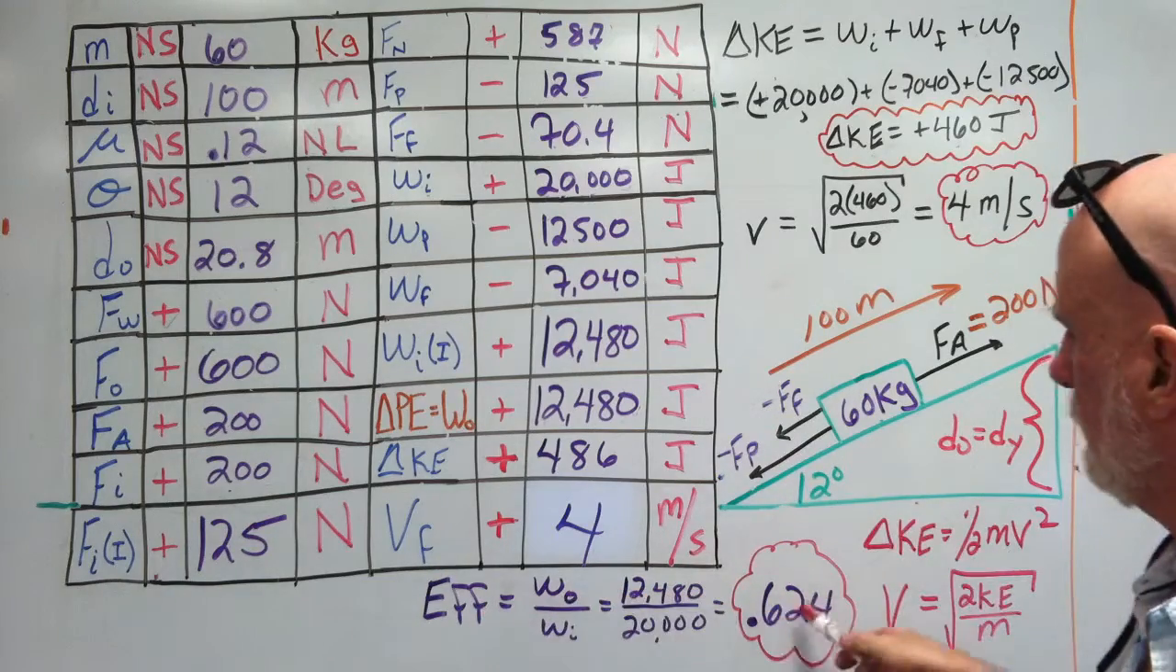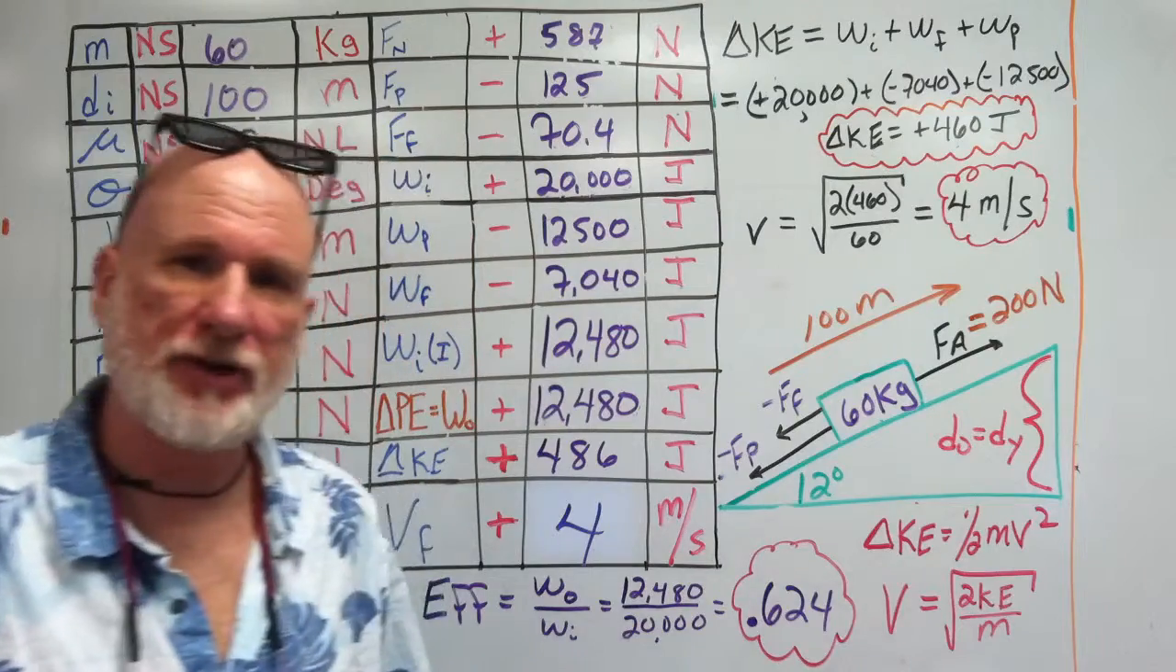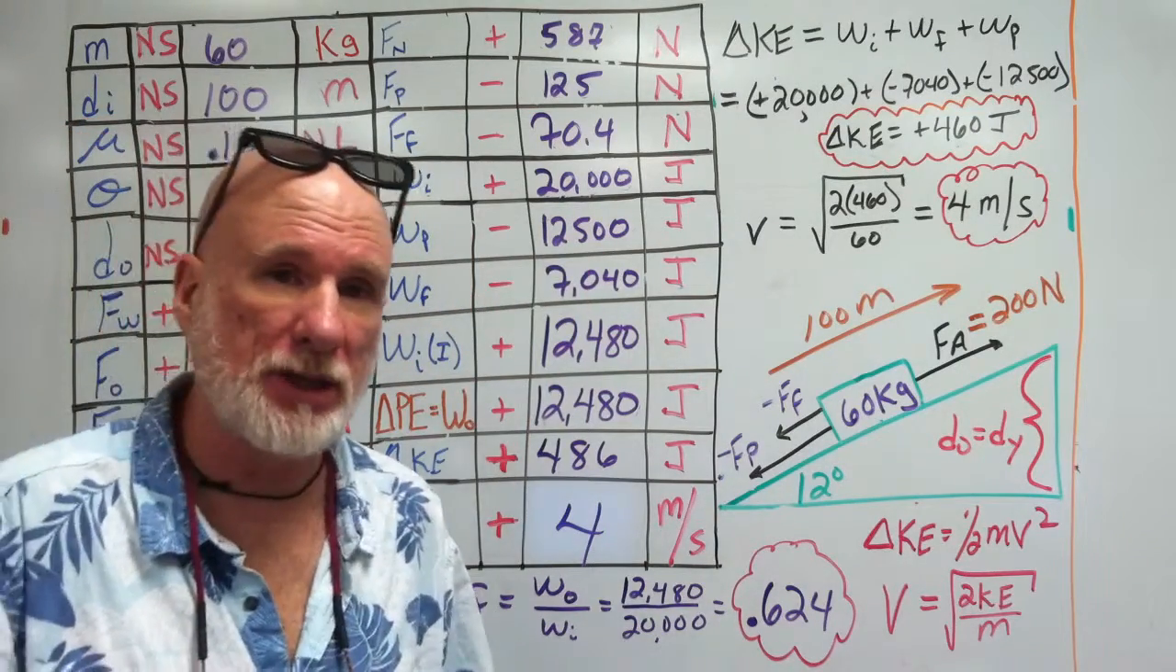Anyway, 0.624 is going to be the efficiency. Long problem. You did well.